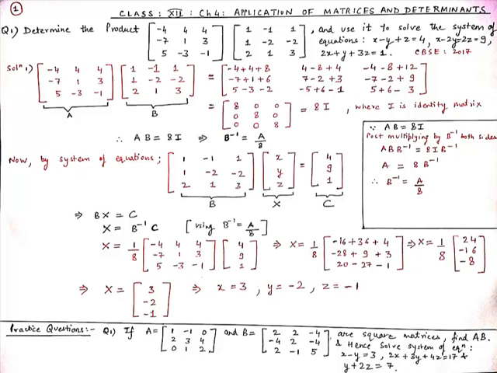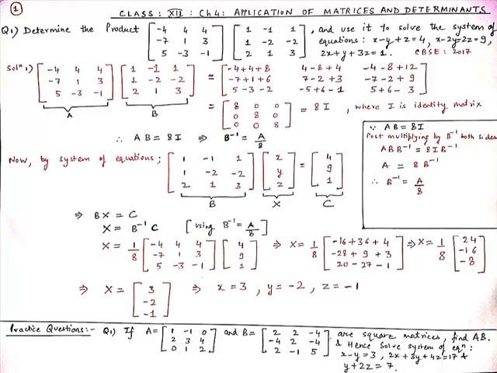Students, when we multiply both the matrices, we get 8, 0, 0; 0, 8, 0; and 0, 0, 8. When we take 8 as common, we get 8 into I. Here I is the identity matrix of 3 by 3 order.